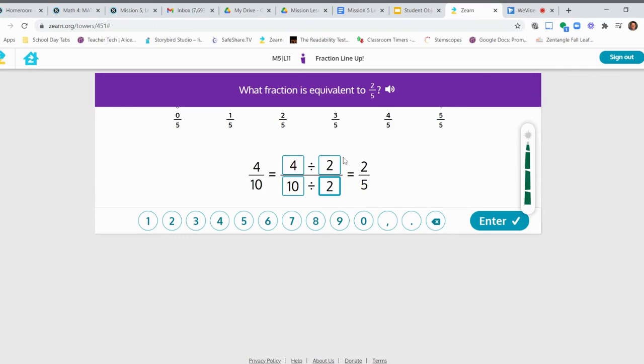And so 4 divided by 2, is that equal to 2? Yep. Does 10 divided by 2 equal 5? Yep. So that's how I can check myself to know, okay, I'm doing this right.